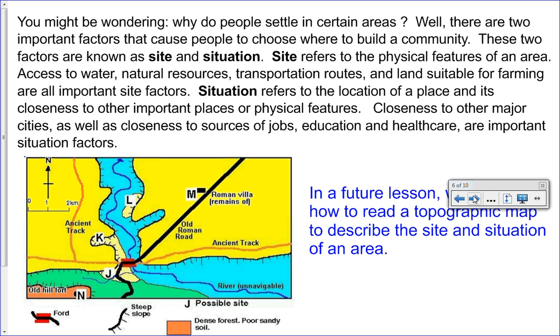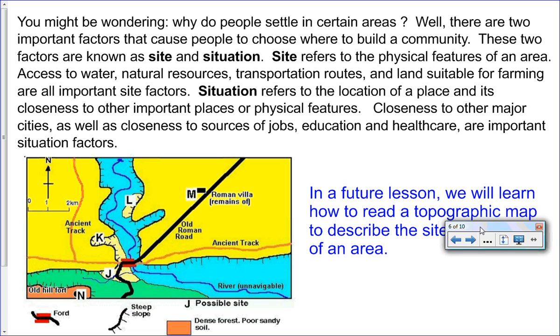Situation refers to the location of a place and its closeness to other important places or physical features. Closeness to other major cities, as well as closeness to sources of jobs, education, and healthcare, are important situation factors.